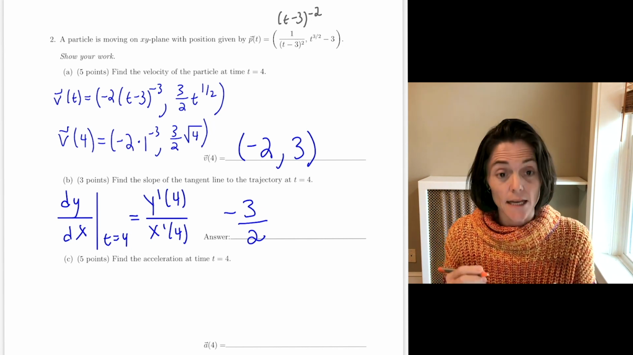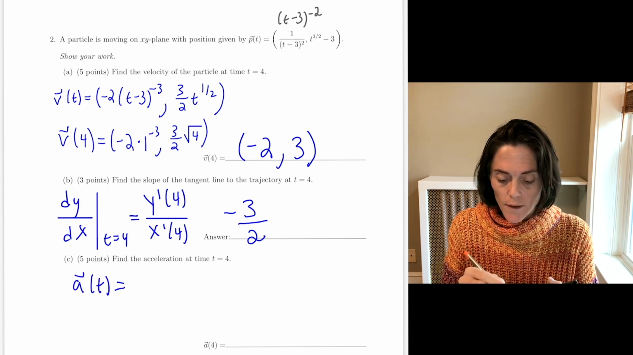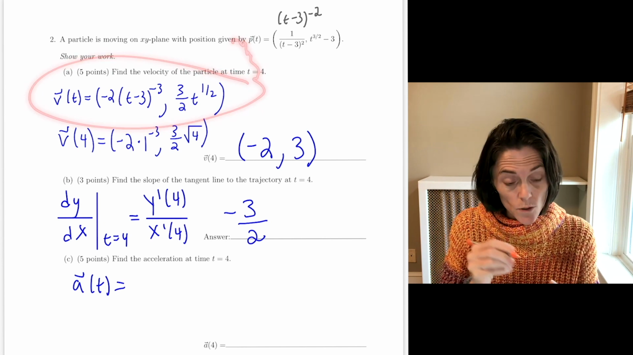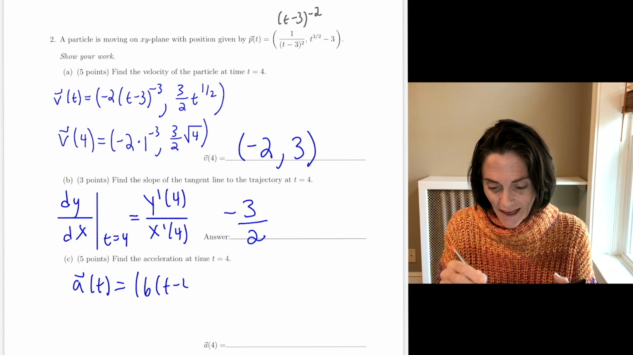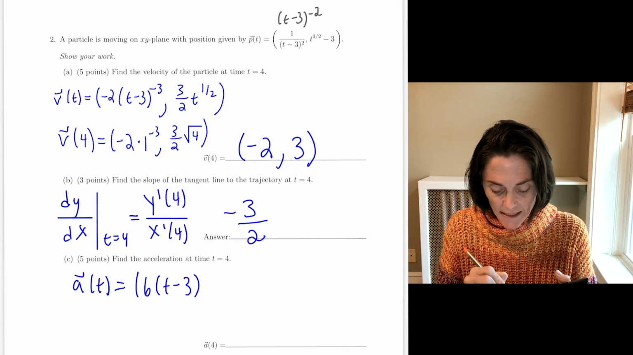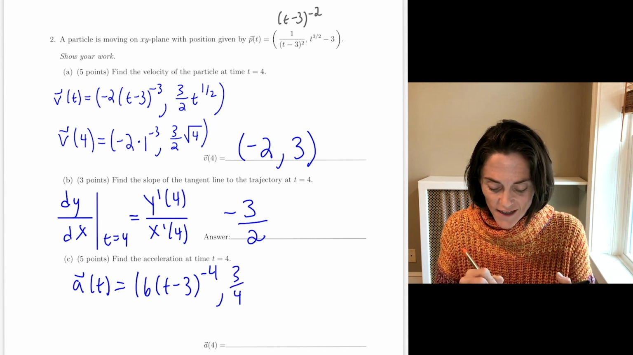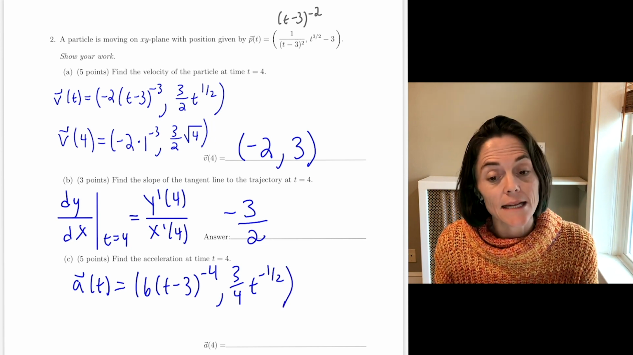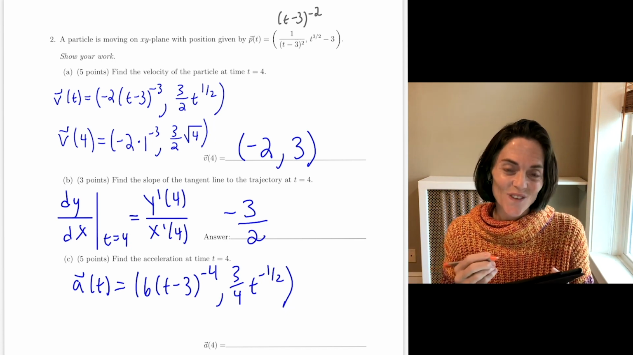Okay, acceleration. We're going to be differentiating a second time. We take this vector, the velocity vector, and we differentiate. So the first coordinate here will be 6 times (t minus 3) to the minus 4 power. And then I'm going to have 3 over 4 t to the minus 1/2 power. This is my acceleration as a function of time. Now evaluate at t equals 4.